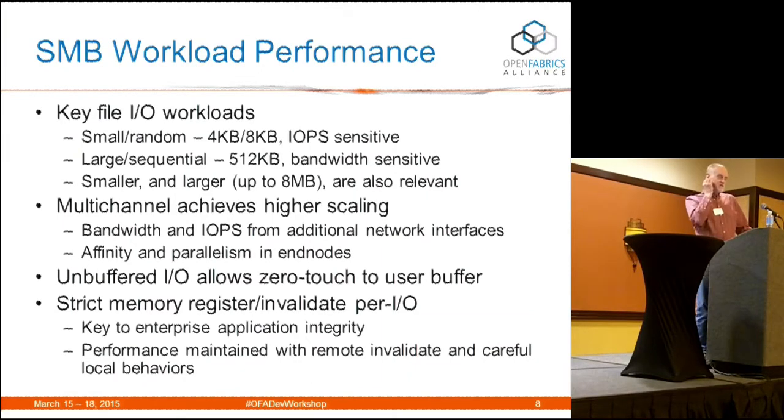So SMB is SMB, particularly with SMB Direct, but this is true of any SMB. It has a few key file I/O workloads. The first is small and random workloads, 4 KB to 8 KB is how we define it. They're always, always, always IOPS sensitive. They're very rarely bandwidth sensitive. They require low CPU, but in particular, they all look for high IOPS.